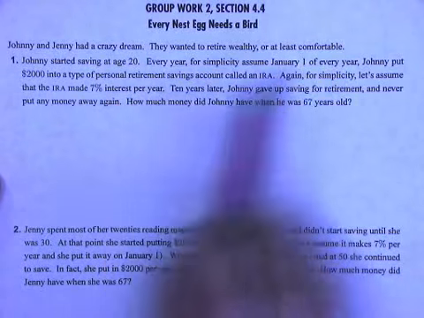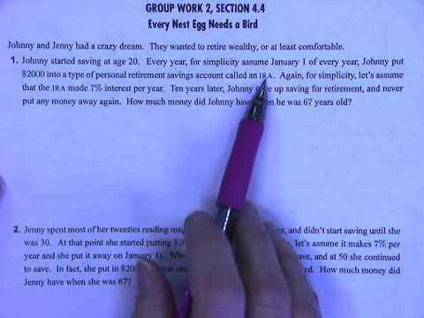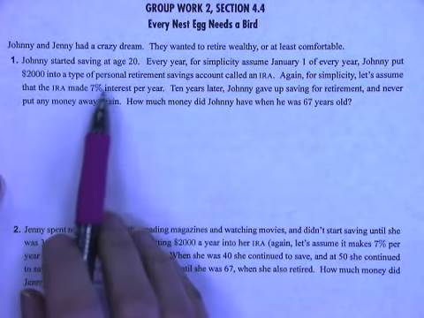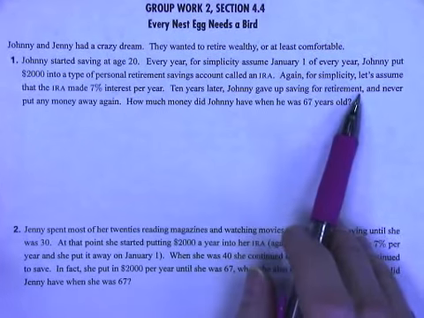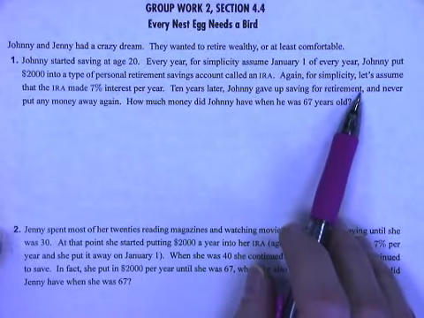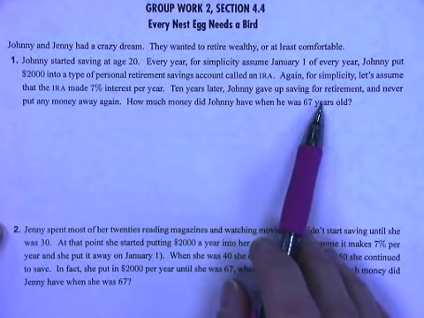Every year, he puts $2,000 into a personal retirement savings account called an IRA. He gets 7% interest on this per year. After 10 years, he gives up on this whole retirement thing and just leaves the money there. He doesn't do anything else. And what we want to know is how much will he have when he's 67 years old.